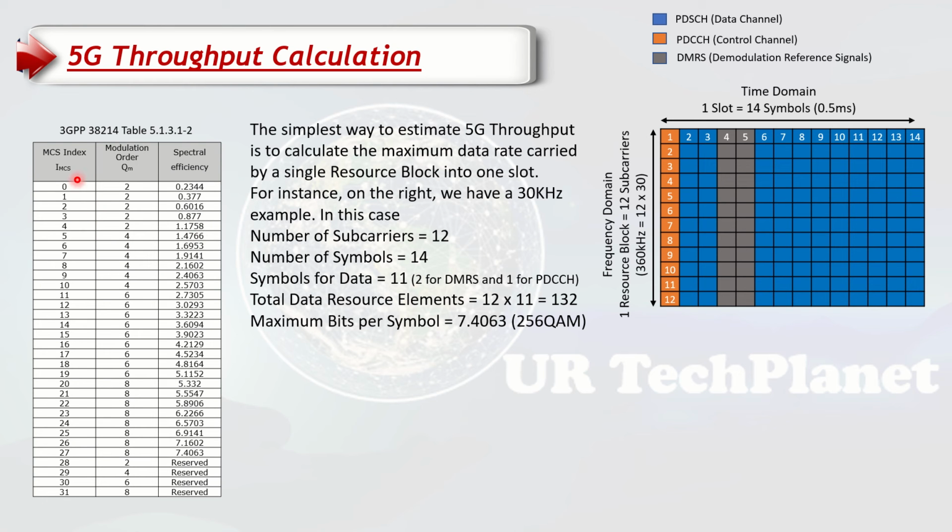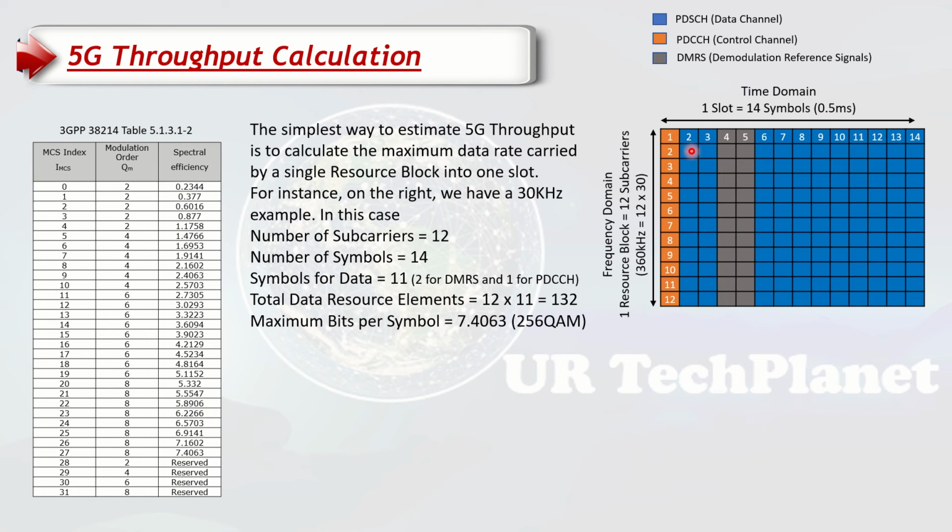What is MCS? MCS is modulation and coding scheme. So when you have this MCS and modulation order 2, that means you're using QPSK. When you're using 4, that means it's 16 QAM. When you go to 6, that means it's 64 QAM. When you go to 8, that means it is 256 QAM. So the maximum possible efficiency will be with 256 QAM, MCS 27, which is 7.4063. That means we can have 7.4 bits per symbol.